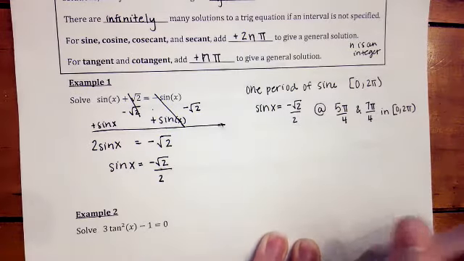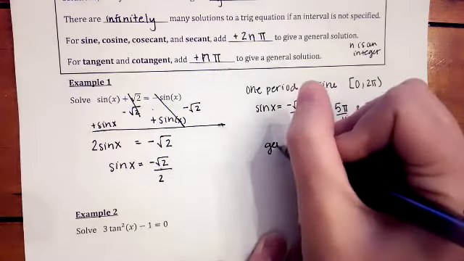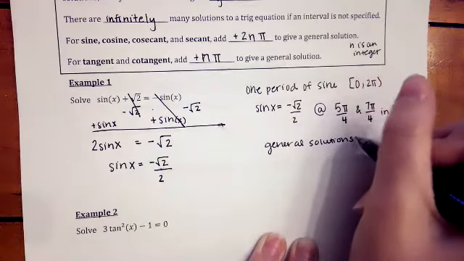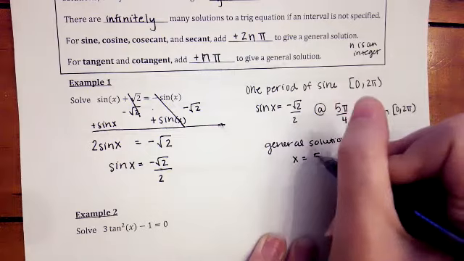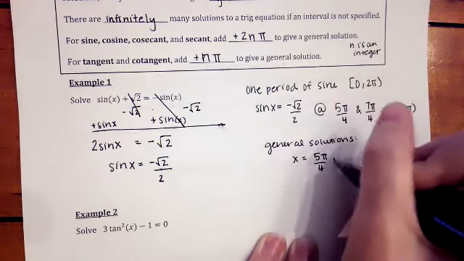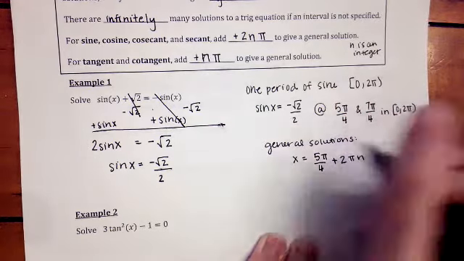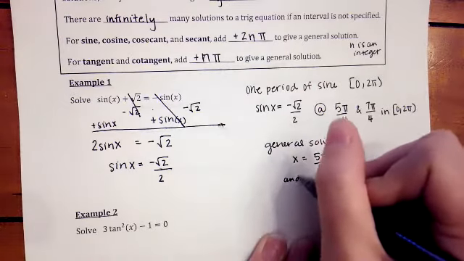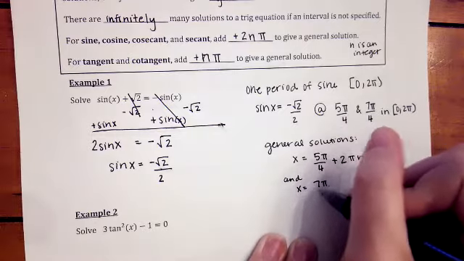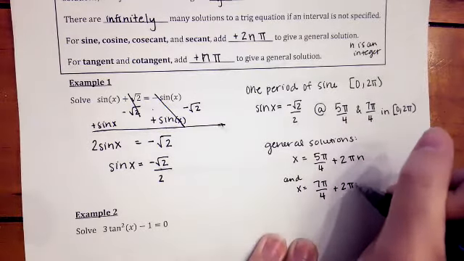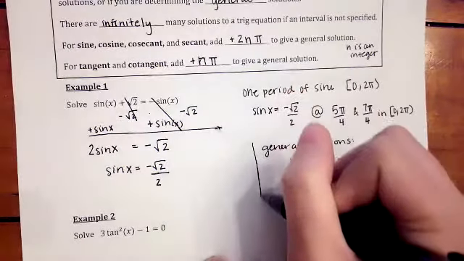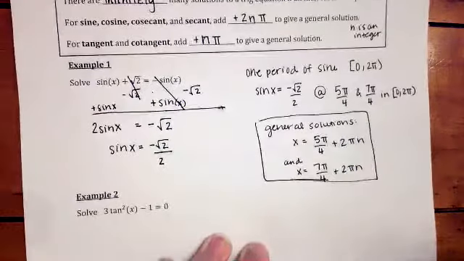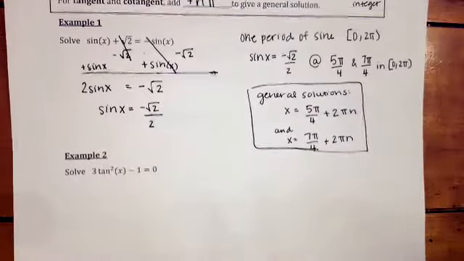Okay. So when we're writing our general solutions, we're going to put x is equal to 5 pi over 4 plus 2 pi n, or 2n pi, okay? And x is equal to 7 pi over 4 plus 2 pi n, okay? And that is our solution, okay?